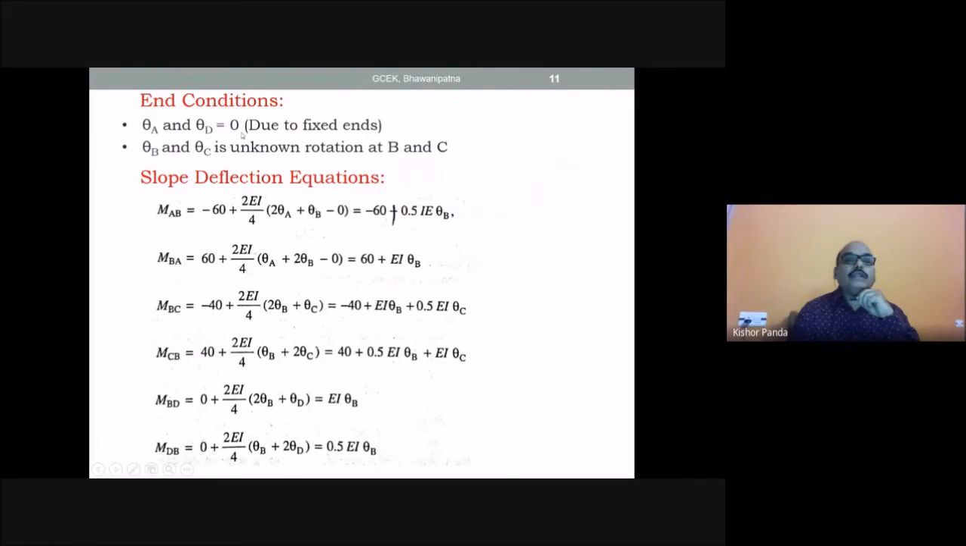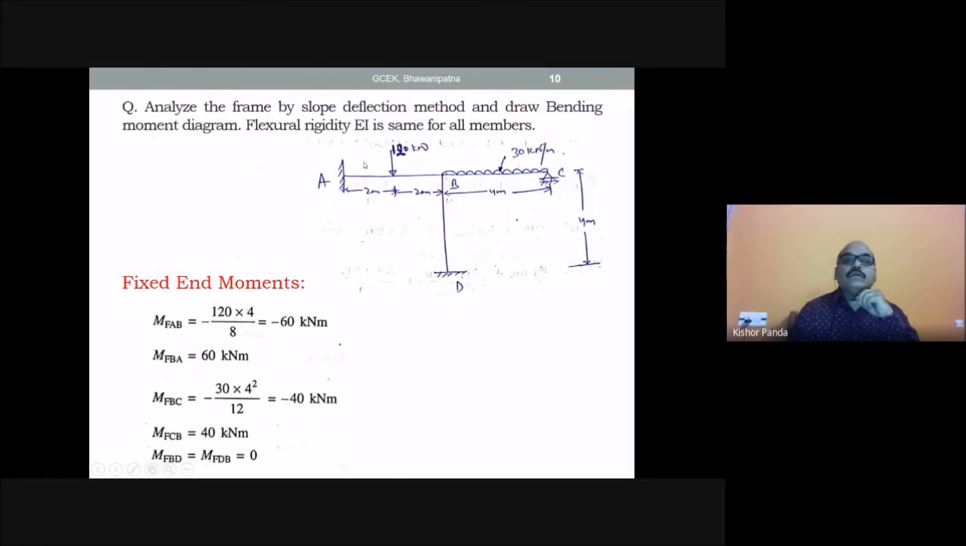Then what are the end conditions here? Here you see this is fixed, so the slope here is 0, and this is also fixed, the slope here is also 0. Only the rotation takes place at joint B and at joint C. There are two rotations, theta B and theta C. You need two equations to find out these two unknowns, theta B and theta C.